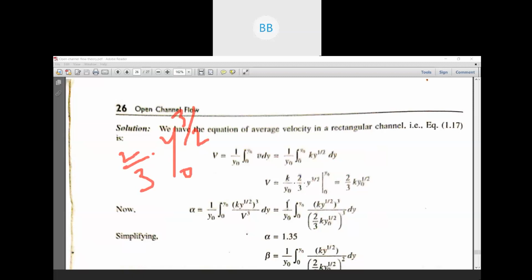And this we have already, k by y naught, it's already there. After integration we are going to get 2 by 3 y naught to the power 3 by 2, but we have taken out the k by y naught as it is a constant. So if you further solve, this k will be there, 2 by 3, k is a constant, y naught 3 by 2 divided by y naught, so it will be y naught to the power half.